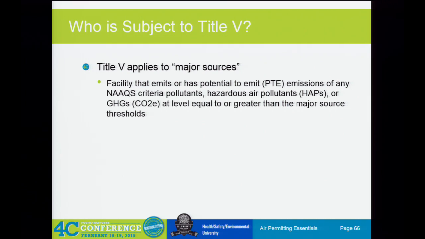It's important to know that Title V applies to major sources unless your state has a minor source permitting program for Title V. So it applies to a facility that emits or has the potential to emit emissions of any national ambient air quality criteria pollutant, hazardous air pollutant, or greenhouse gases at any level equal to or greater than the major source thresholds.